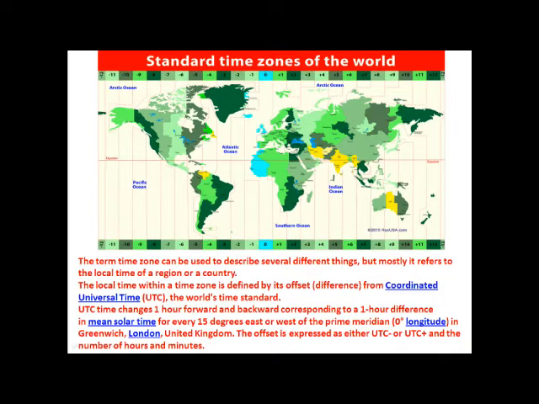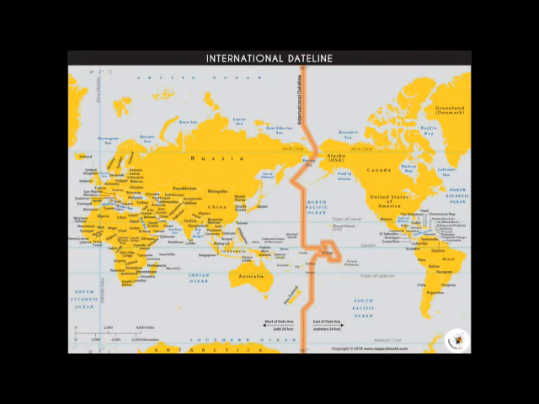As you can see, the term time zone can be used to describe several different things, but mostly it refers to the local time of a country at an interval of 15 degrees longitude. There are a total of 24 time zones. Okay. Basically, the eastern hemisphere countries are ahead in time, and the western hemisphere countries are behind in time.